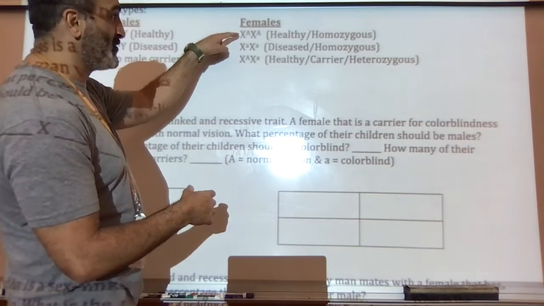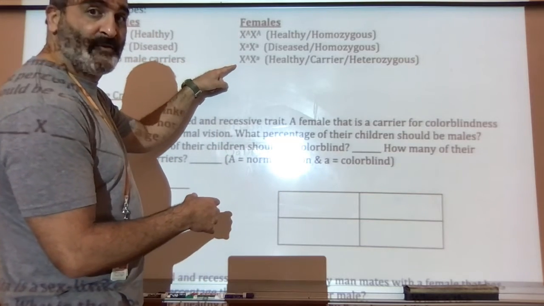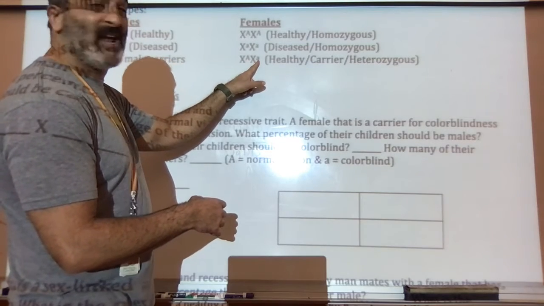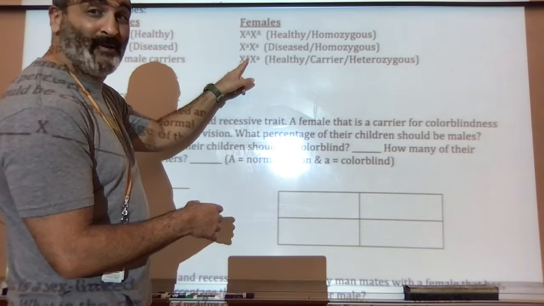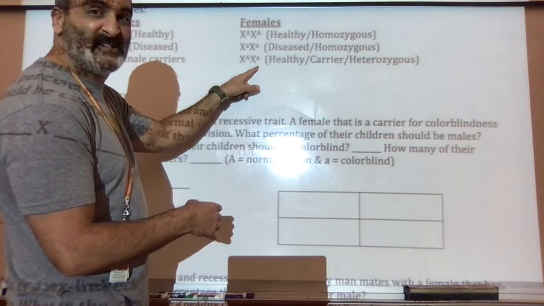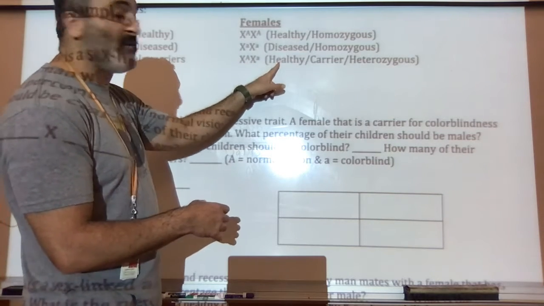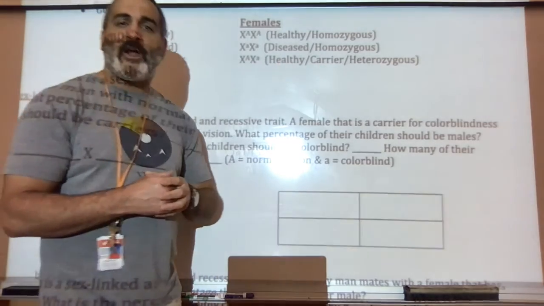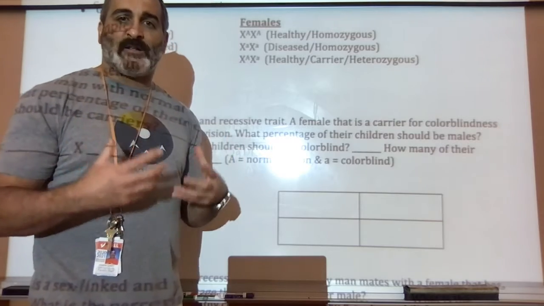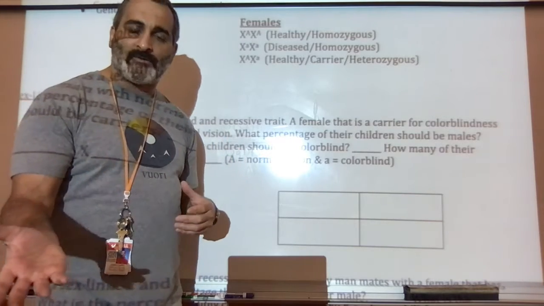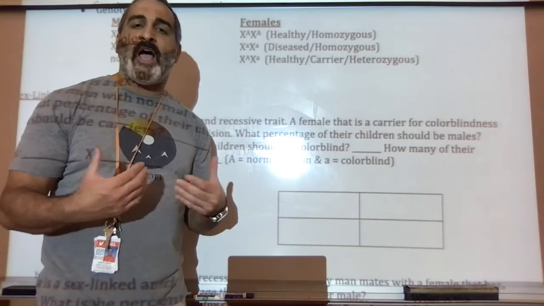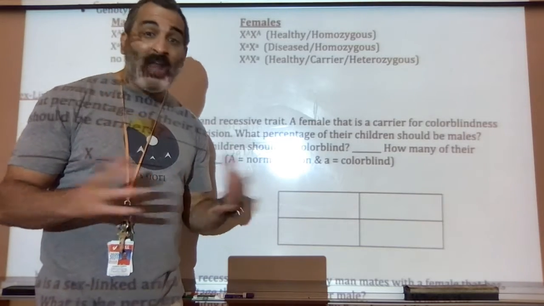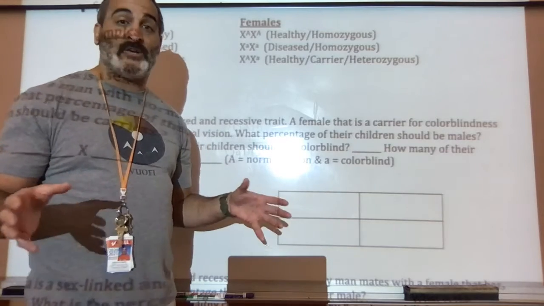Let's go to the bottom one. That's a healthy female with a capital A and a lowercase a. That lowercase a is diseased, but guess what? Her uppercase A covers up that diseased a. So this would be a healthy female, but she has a special name. She's called a carrier. A carrier means that she has a lowercase a that she can pass on to her children, but she does not have the disease. Carriers do not have the characteristic.